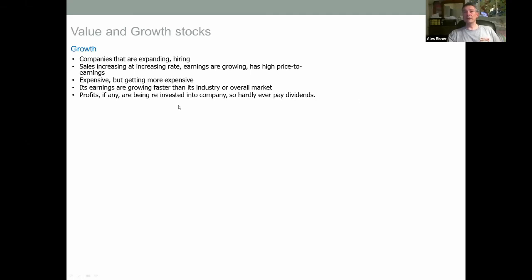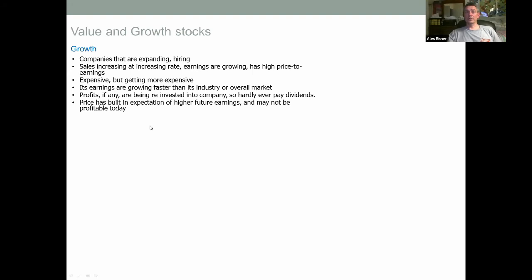Profits, if any, are being reinvested into the company, and they'll hardly ever pay dividends, hardly ever, because they don't have any money that they want to pay back to the shareholders. But of course, they're still building value with the higher share price. So, if you sell a part of your holdings in that stock, you still make money.